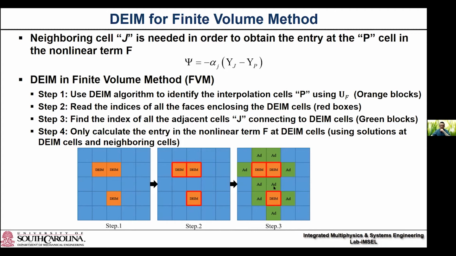All right, and then once we have this, we will only calculate the nonlinear term in the DEIM cells using the solution at the adjacent cells and the DEIM cells. All right. So you can imagine, let's say this entire domain is 5 by 5, 25 cells. However, we only need to use the solutions from this green and orange blocks to calculate the nonlinear entries at the DEIM cell. Then, which is smaller than 25, right? Then this computation can be performed more efficiently.